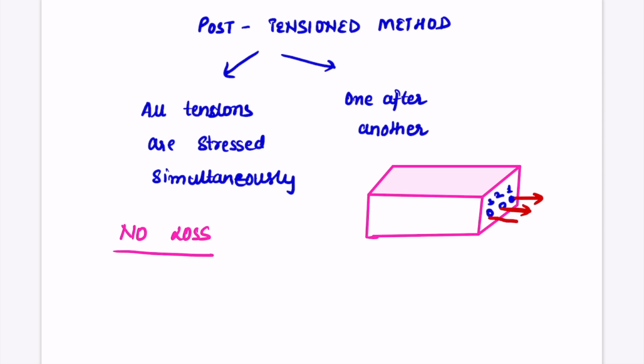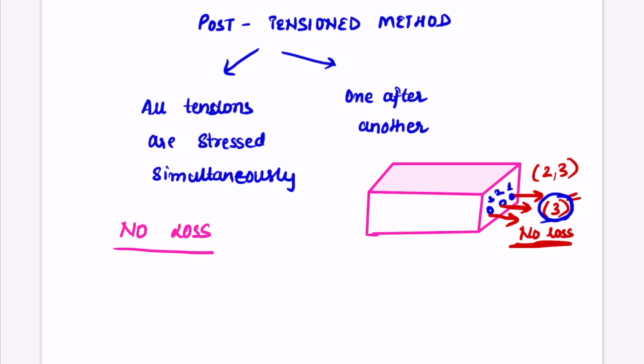Similarly, when the third tendon is stressed, there will be loss of pre-stress in the first and second tendon due to elastic deformation of concrete. So in conclusion, when the first tendon is stressed, the loss will be due to stressing of the second and third tendon. For the second tendon, the loss will be due to stressing of the third tendon, while there will be no loss in tendon number 3, because it is tensioned after the first and second.